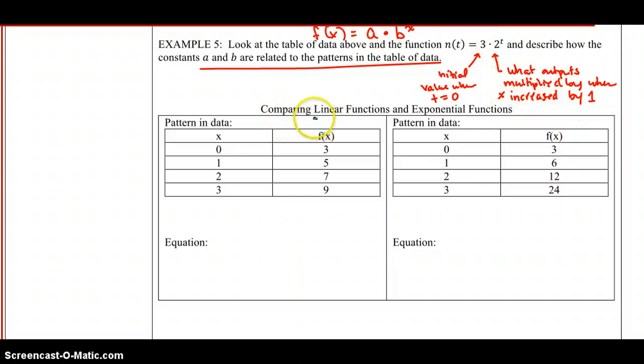So let's compare linear functions to exponential ones. How they look pattern-wise different, and then how that's expressed differently in their equations. In this particular set of data, our input variable x kept increasing by 1, and we can see that our outputs keep going up by 2. Constant change in input leading to constant changes in output tells us that we have linearly related data.